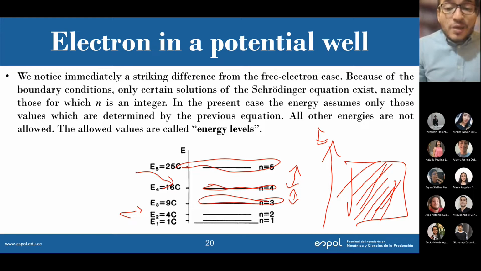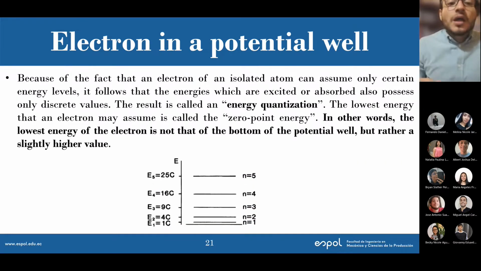So what is this E1 thing? This is what we call the 0-point energy, right? The E1 that you see there is the first allowed level of energy, or the first energy value that will give a solution to the Schrödinger equation. What we see here is called energy quantization. So basically, we're quantizing energy and we're dividing it into allowed values.